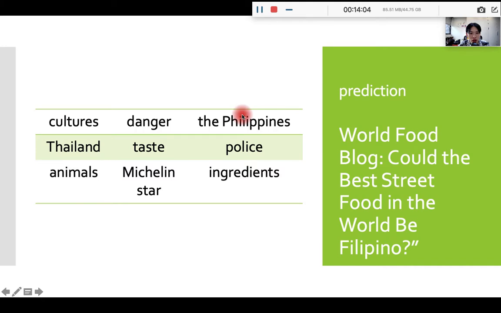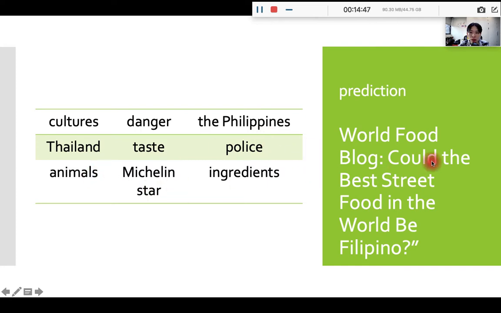Okay, so let's check. Is it about culture? Yes, this is about food, right? And also about a country. Then of course this is about culture. Danger? Are we doing anything dangerous here? No, this is not relevant. The Philippines, you see the adjective Filipino, then of course this is relevant. Thailand, of course not, because we're talking about the Philippines. Taste, yes, we have the noun food here, right? So this is relevant. Police, no, we're not talking about any protests or any crimes. So police should be ruled out.